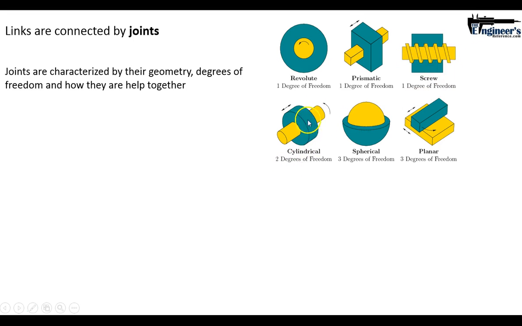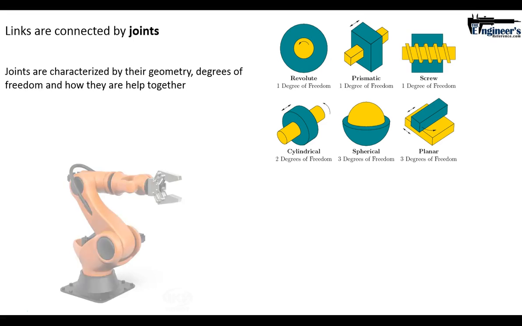Cylindrical, which can rotate, but it also has a degree of freedom of sliding, just like the prismatic. A spherical joint, also known as a ball joint, which has 3 degrees of freedom. And planar, which also has 3 degrees of freedom. So those are 6 types of joints, and they help dictate the degrees of freedom that your linkages, which is actually what connects them together, will have.